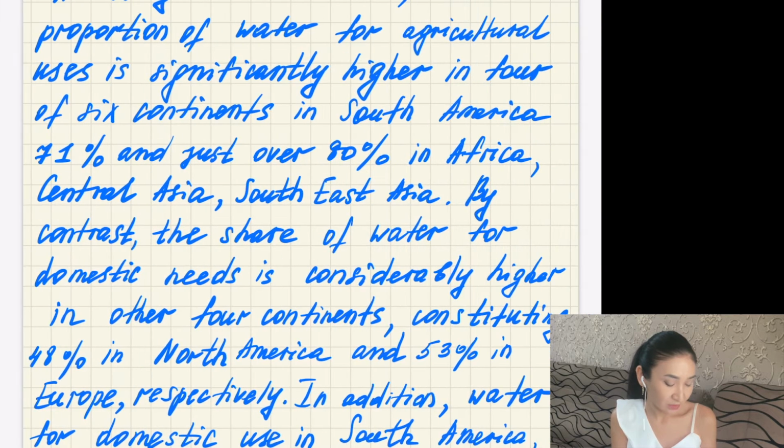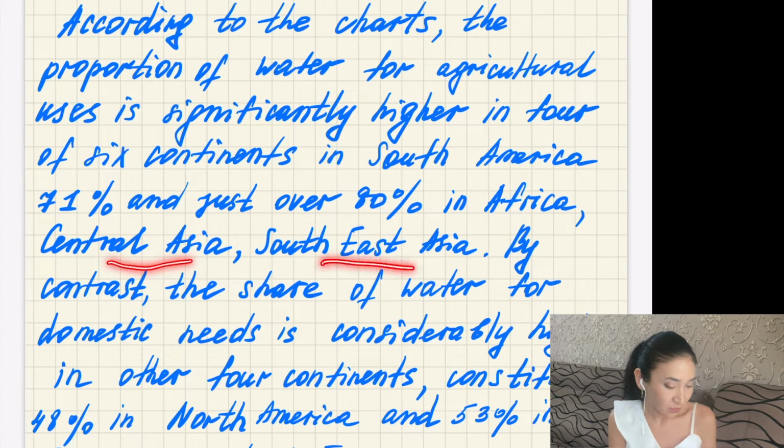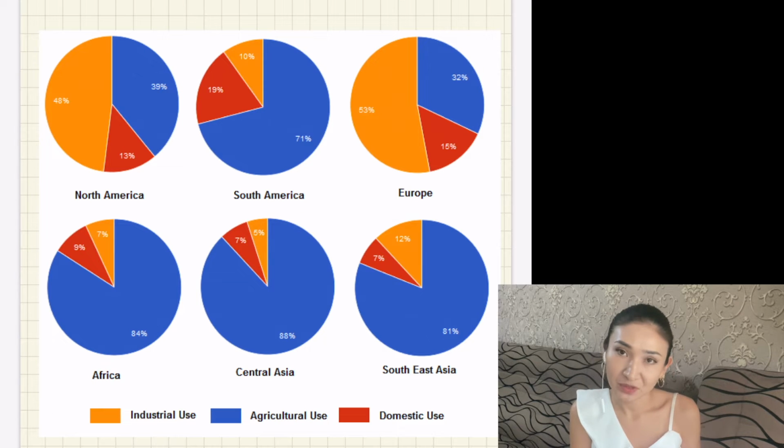And you're going to describe it in your body paragraph 1, and you're going to start your body paragraph 1 with this information. According to the chart, the portion of water for agricultural uses is significantly higher in 4 of 6 continents. In South America, 71%, and just over 80% in Africa and Central Asia, Southeast Asia. So we are saying in the regions where it is more than 50%.